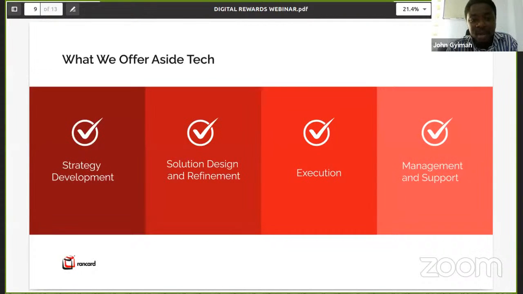And what we are saying is, for Rankcard, we have the technology, but just deploying the technology without understanding the strategy or the ultimate objective is fruitless. So we work with you based on the strategy or the objective that you want to achieve. We work with you to devise a strategy, implement that strategy, execute it, and manage it.